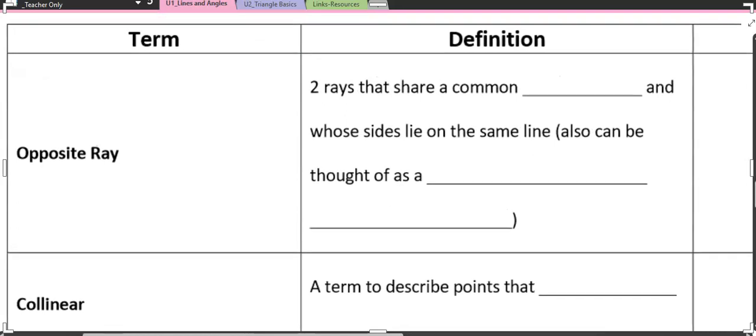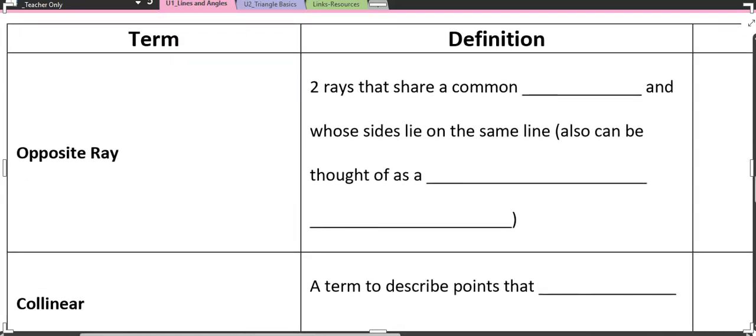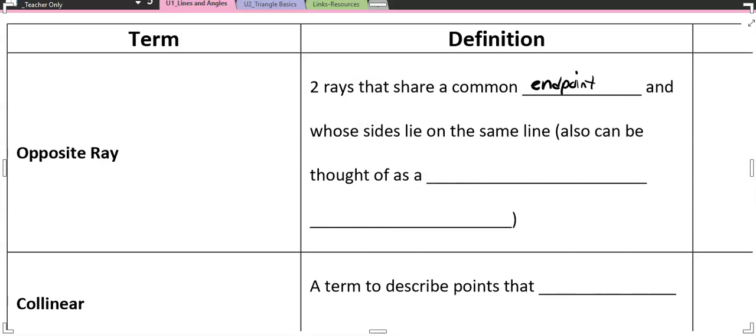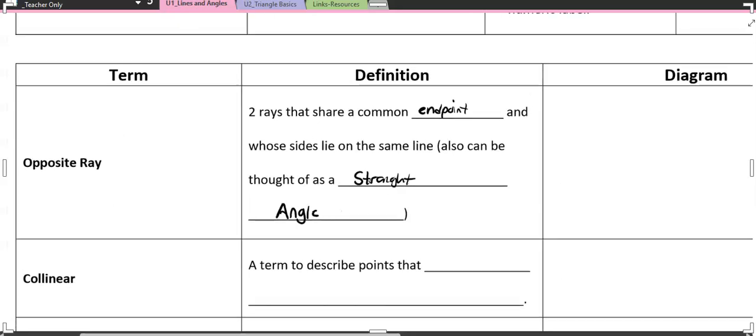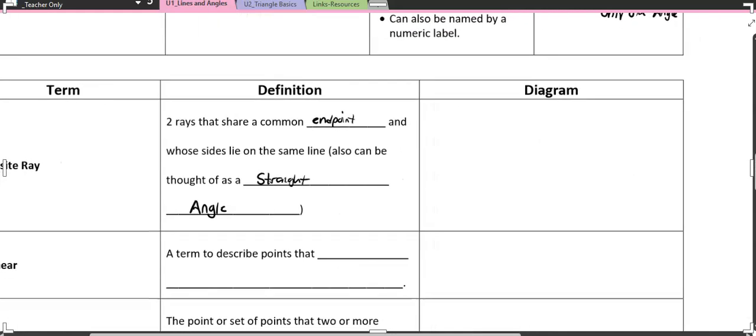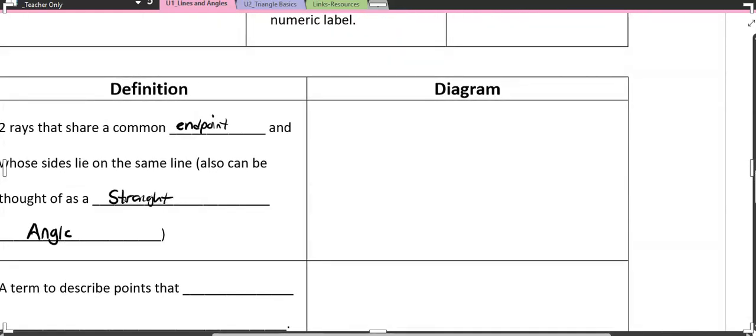The first one is opposite ray, and this is 2 rays that share a common endpoint and whose sides lie on the same line. This can also be thought of as what they sometimes call a straight angle, which we'll talk about with angle measurements later on in this lesson, but it's an angle that measures 180 degrees. So here's an example. I'm going to use this black point right here, which we'll call F.